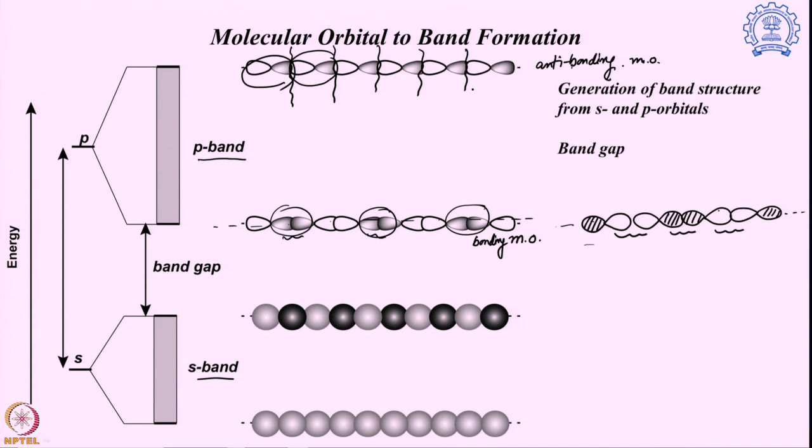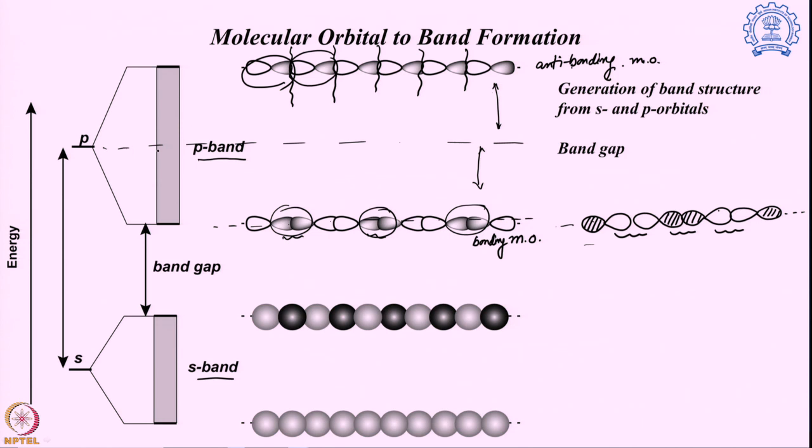When there are more bonding interactions, the energy will be lower than the p orbital I start with. And when there is more antibonding interaction than bonding, we will see a huge number of antibonding orbitals which will have higher energy compared to the starting p orbital.